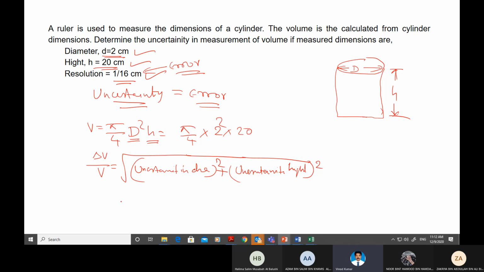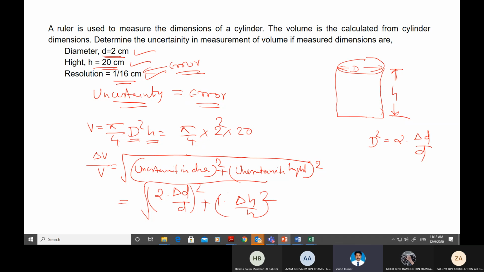So delta V by V is equal to the uncertainty in diameter. See, in this equation you have d square. So if you want to find d square uncertainty, 2 times delta d by d. So I will write 2 times delta d by d the whole square. Plus uncertainty in height is only 1. So 1 times delta h over h the whole square under the square root. So this will give you uncertainty in diameter square and uncertainty in height square.